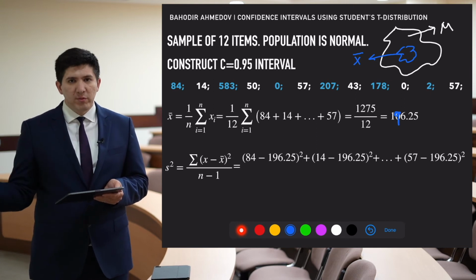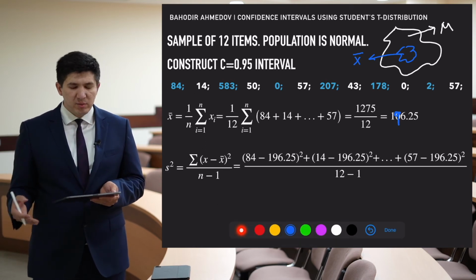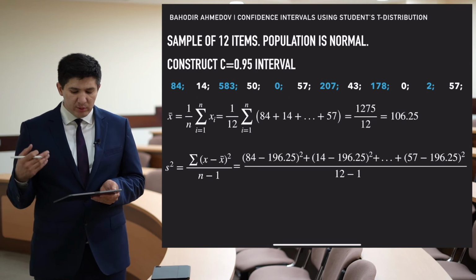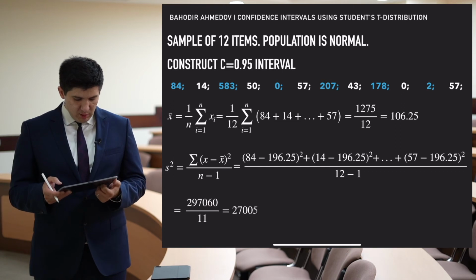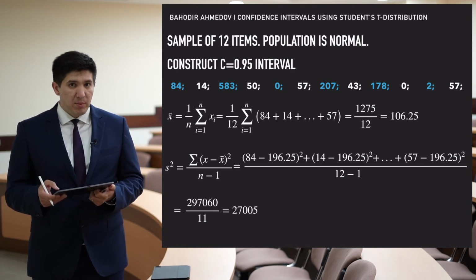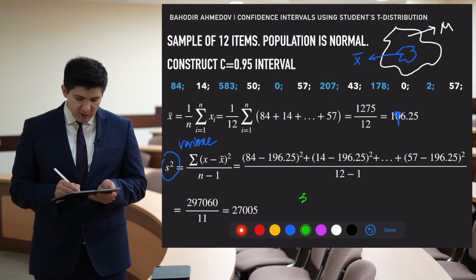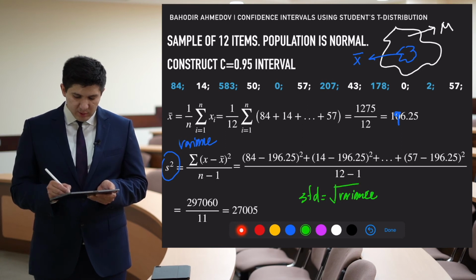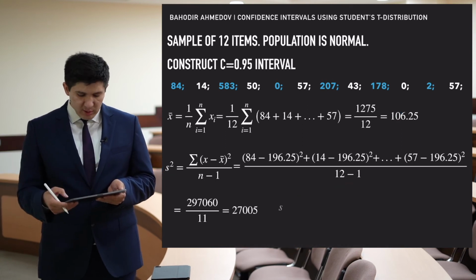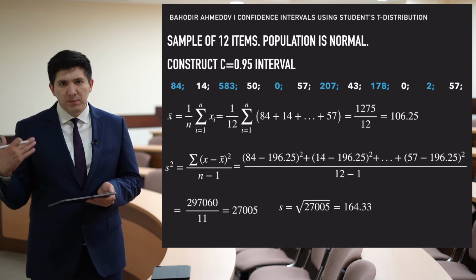We're going to do this for all of the points, and at the end we're going to divide this by 11, not by 12, because we're calculating the variance or the standard deviation of a sample. If you do all of these calculations, it is going to be equal to 27 thousandths. But please note that we found S squared, which is the variance. And the standard deviation is going to be the square root of the variance. So if you calculate the square root of this 27 thousandths, it is going to be equal to 164.33. Well, this is how we find the mean and the standard deviation.